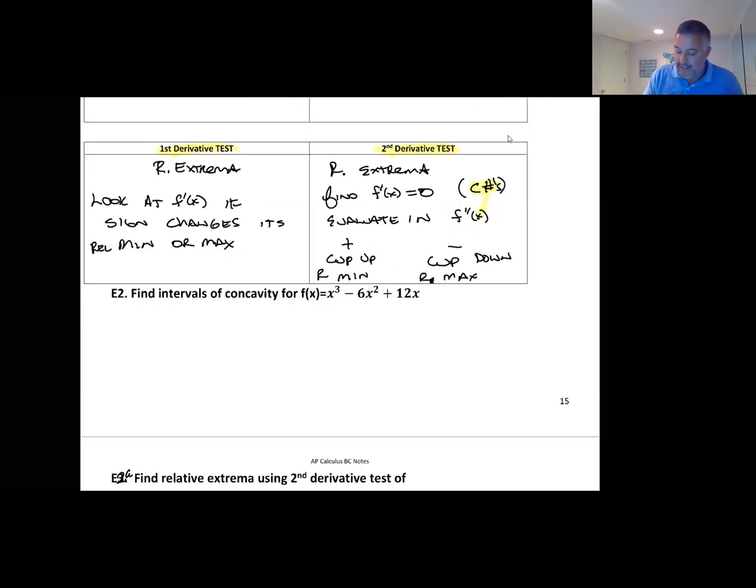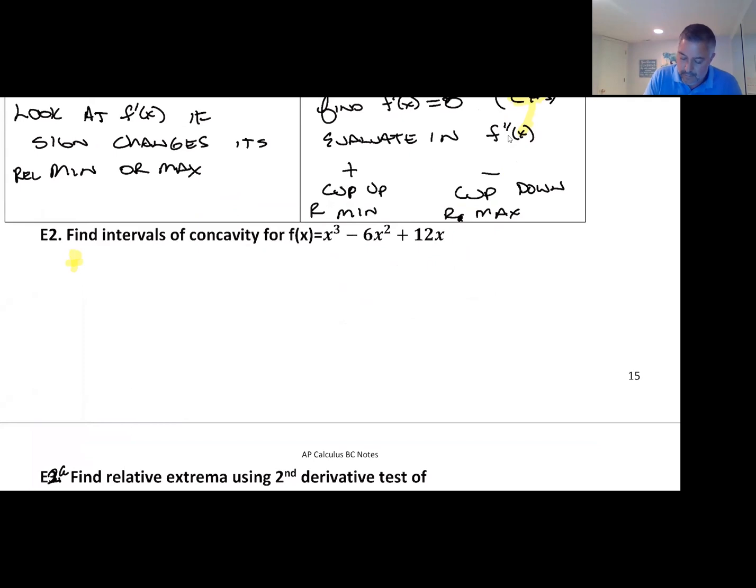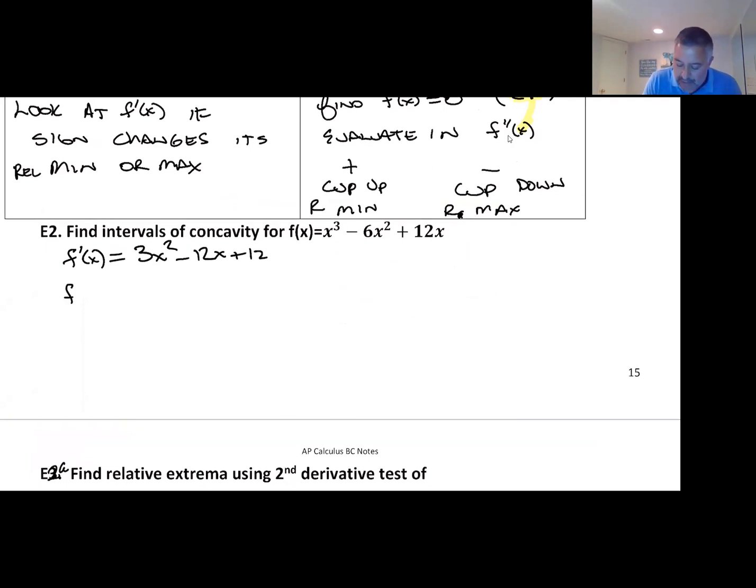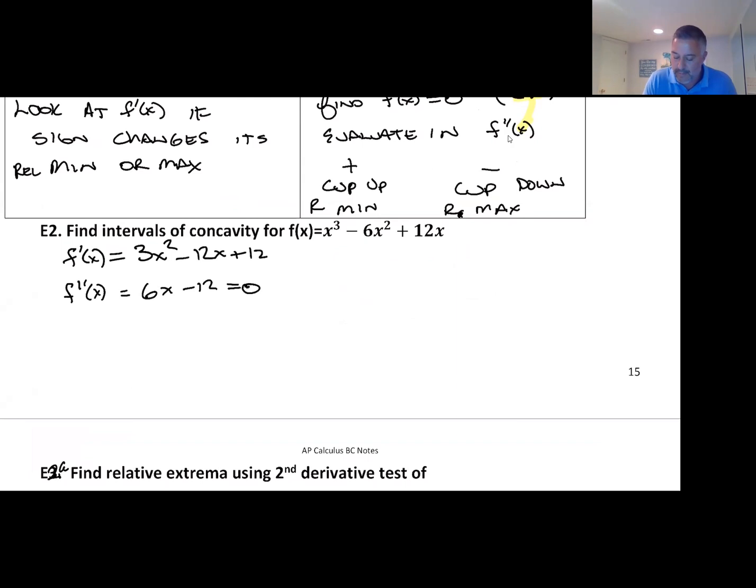Find the intervals of concavity. First derivative. F prime of x equals 3x squared minus 12x plus 12. Set that equal to 0. Find critical numbers, increasing, decreasing, but we don't care about that in this problem. Take the second derivative, 6x minus 12, and set it equal to 0. 6x equals 12, x equals 2. This is a possible inflection point.